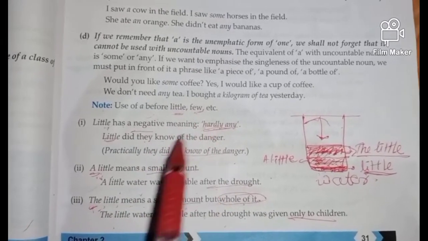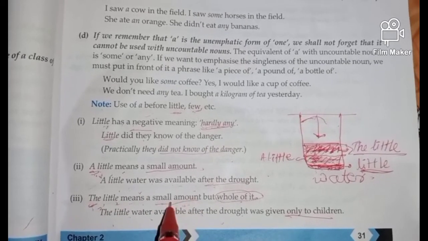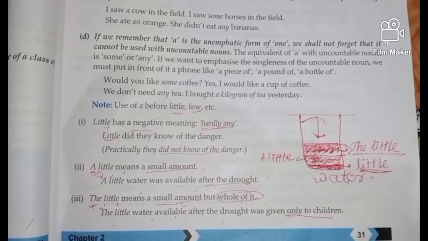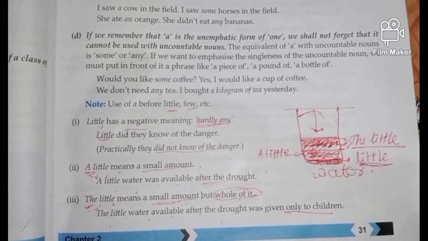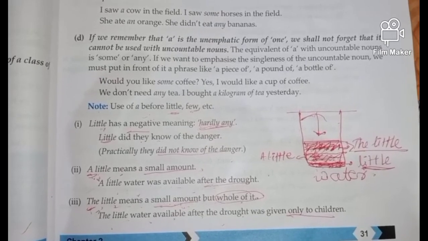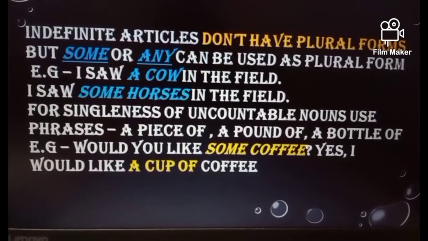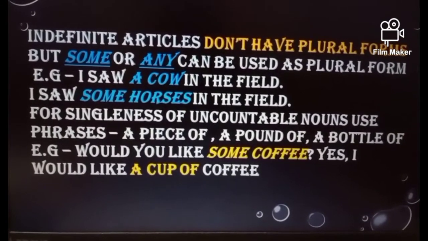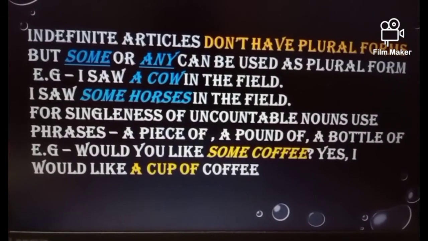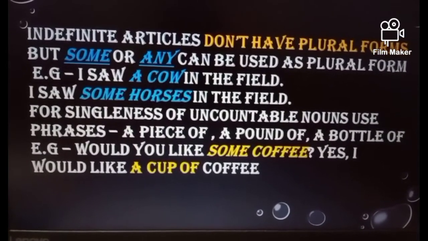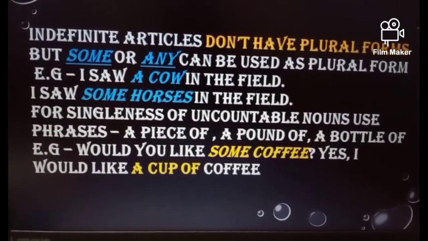Few means hardly any, a few means a small amount, and the few means a small amount with the whole of it. And this is how we can make use of a little and a few in the sentence. Hope you understood the use of little and a few. So accordingly we can discuss the definite article the, its usages and where we should avoid it. Some more exercises are given for practice. Try to complete it and try to solve the exercise given in lesson 2.